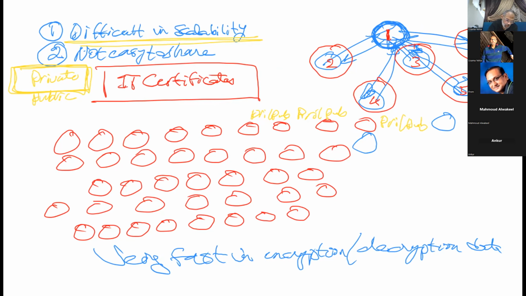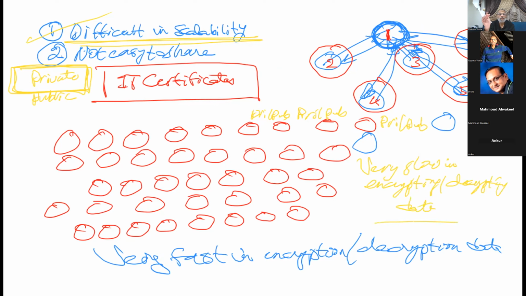Okay, then this one, not easy to share. Now, I think it is very easy to share. It is very easy to share. Then why is this one not the dominant method for encryption? Because it is very slow in encrypting and decrypting data.